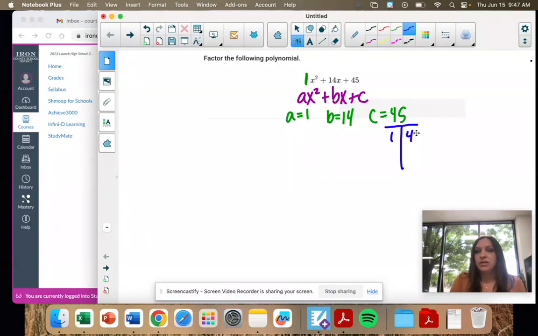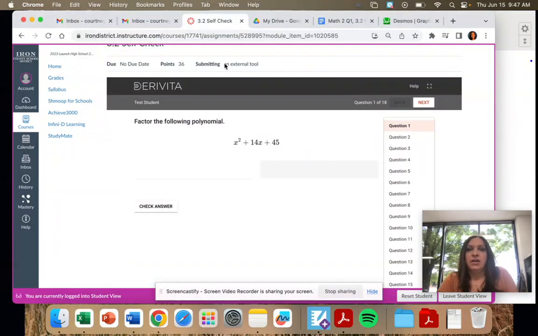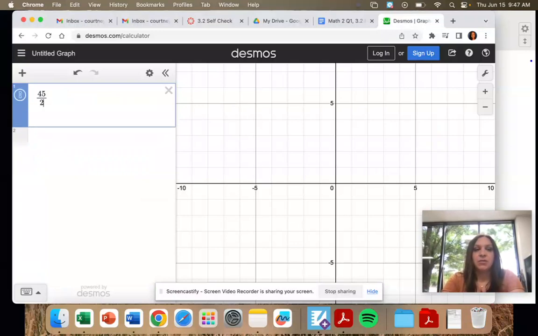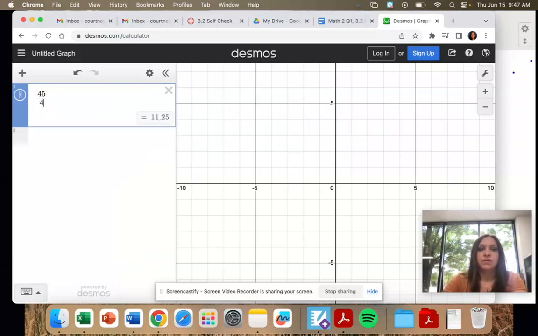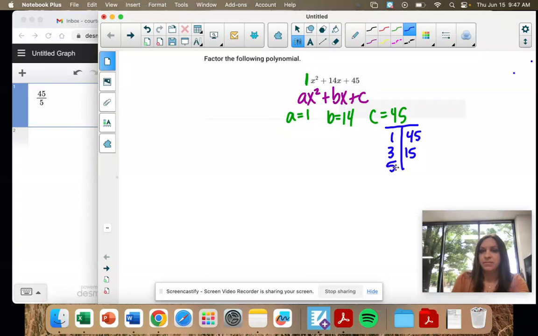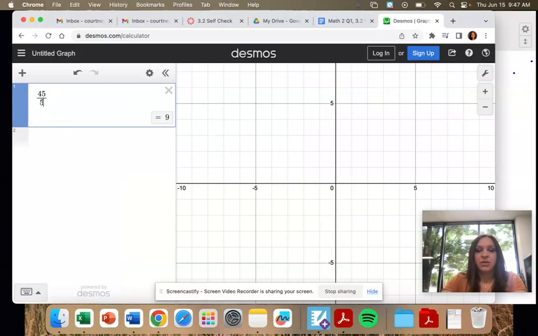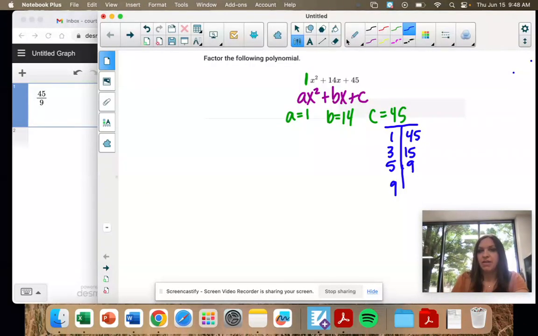So 1 times 45. And again, if you're not good with your times tables, just start dividing until you do not get a decimal. So 3 and 15, not 4, it's a decimal. 5 and 9. So now if I wasn't sure, that's it. I would go until 9, because once we've hit 9, we're back to where we started. We already have that one. So here are factors of 45.